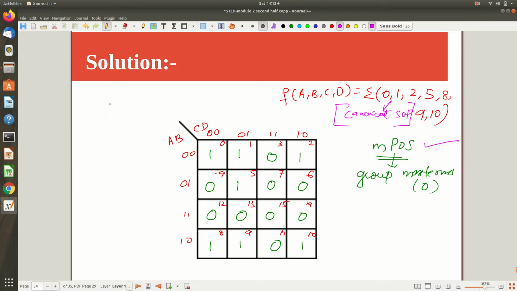So that is why, for the minimized product of sums expression, I am going to group the zeros. How can I make the largest grouping of zeros? You can see this is one grouping possible. Four zeros. Can I get a group of 8 zeros? No, you can't get.